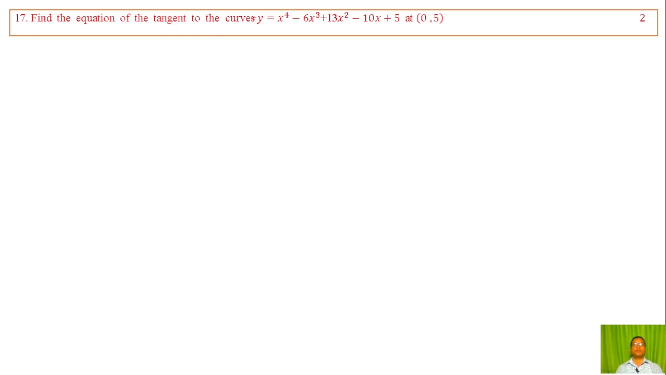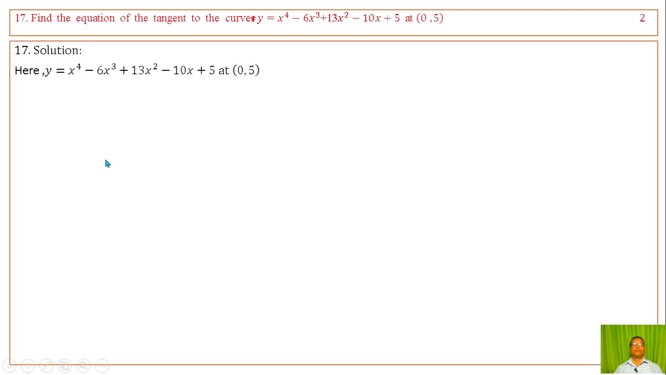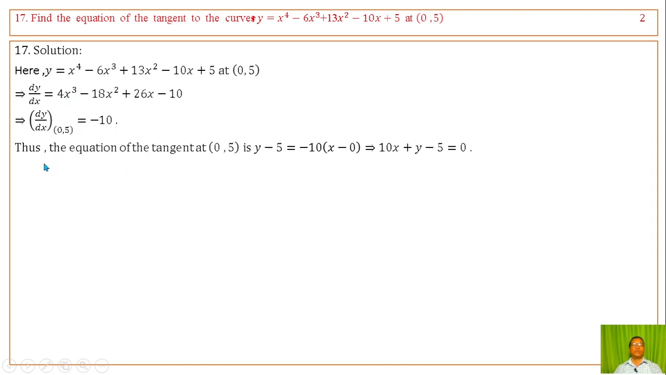Question 17. Find the equation of the tangent to the curve y equal to this. Here y equal to this. Find dy by dx. Differentiating both sides with respect to x, we have this. Put their respective values at 0, 5. Thus, the equation of the tangent at 0, 5 is y minus y1, here y1 is 5, equal to slope of the tangent, which is minus 10, times x minus x1, which is 0. Simplifying, we have 10x plus y minus 5 equal to 0.